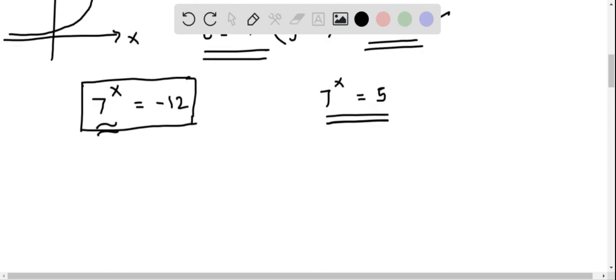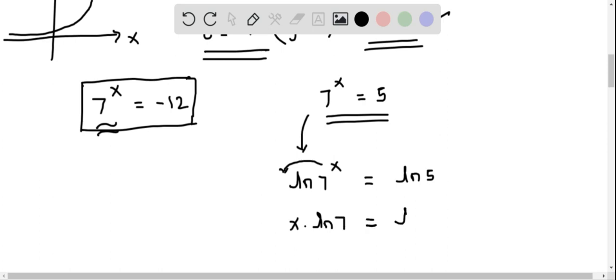Let's see how to solve this exponential equation. First, I'm going to take natural logarithm on both sides. So when I do that, I get natural logarithm of 7^x, and this equals natural logarithm of 5. I'm going to put this x in front. This is according to the power rule of natural logarithm. So therefore, this becomes x times natural logarithm of 7, and this equals natural logarithm of 5.